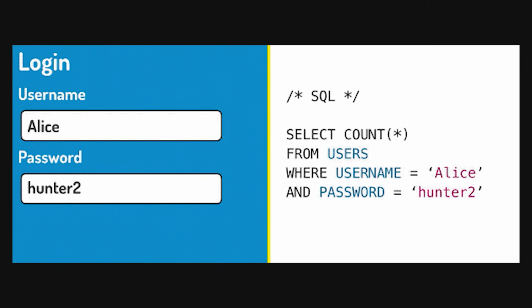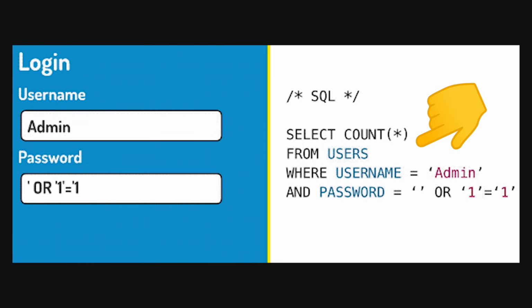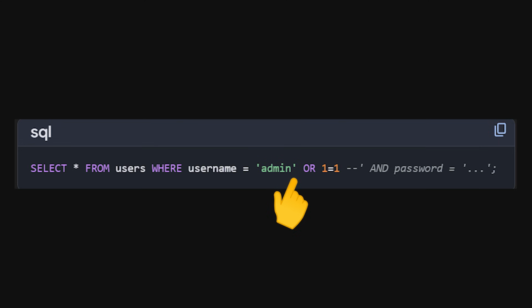Classic example, a login form that checks select star from users where username equals your input and password equals your input. If you enter admin apostrophe or 1 equals 1 dash dash as the username, you're telling the database or 1 equals 1, which is always true, so it logs you in as admin. The dash dash comments out the rest of the query, so the password check gets ignored entirely, like it never existed.